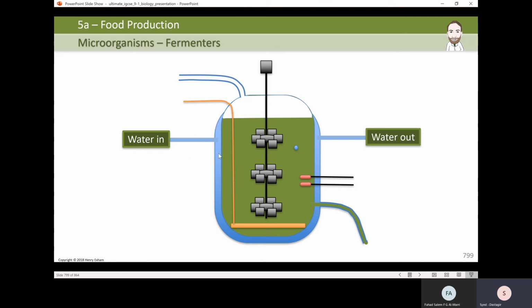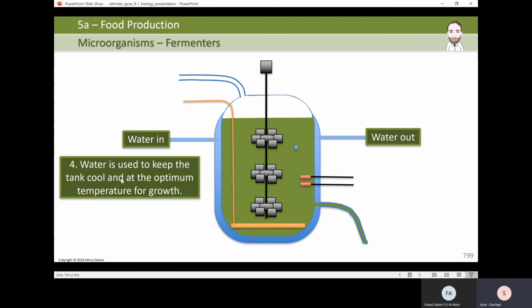Fahad, why do you think we need water around the medium, not inside, around it? Why do you think? To cool, to keep temperature. Exactly, yes, to control the temperature. Good. So water is used to keep the tank cool and keep it at optimum temperature for growth.